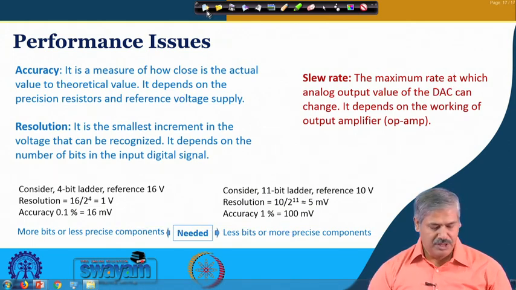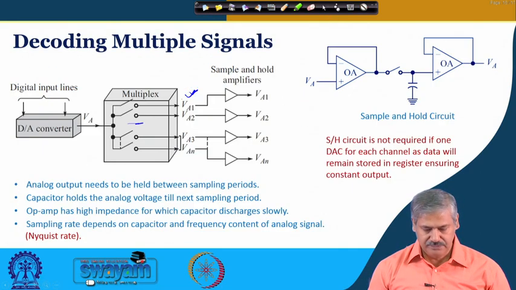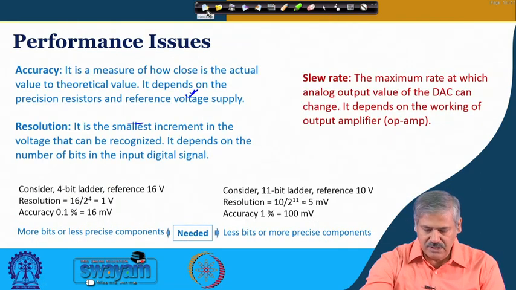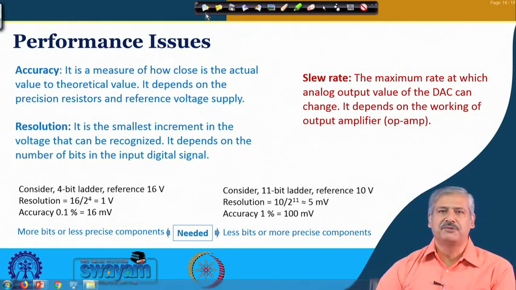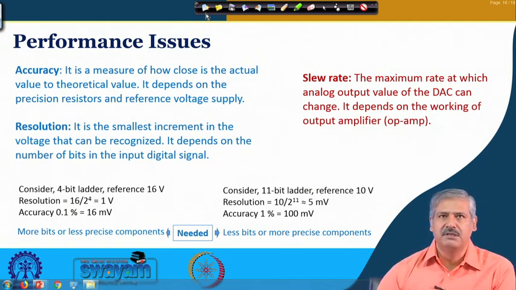Right. So now we come to something related to performance issues of a DAC. There are more aspects regarding DAC performance which we shall take up when we discuss ADC, because certain things are common, so we shall discuss them in parallel. We shall take it up when we have an introduction to analog to digital conversion in subsequent classes.